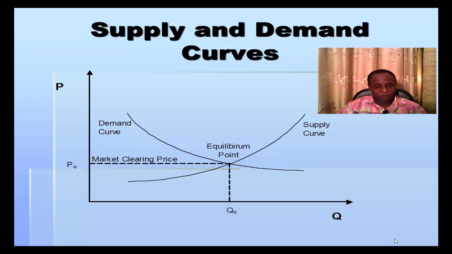Now, where the two curves meet is the equilibrium point, and that's the market clearing price. That's where you have just about the exact number of people willing to pay a certain price for a good that is produced at that price, and therefore people are willing to sell at that price. That's the market clearing price.